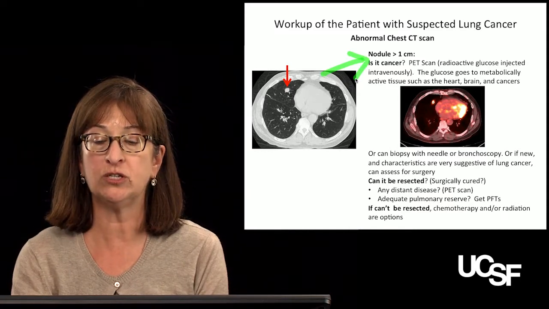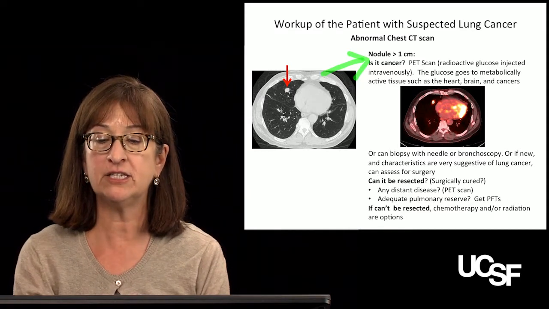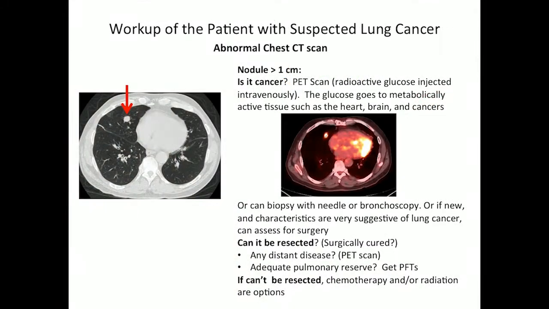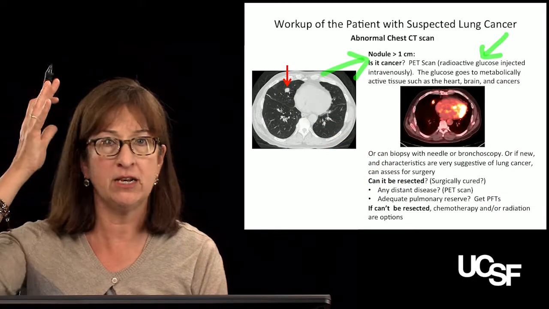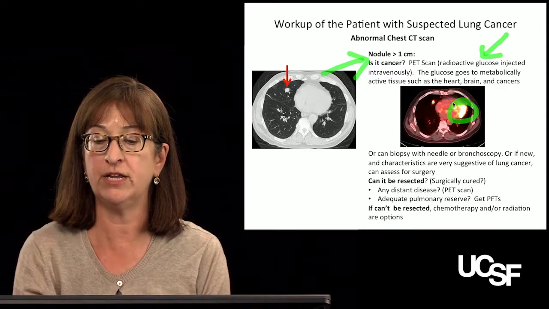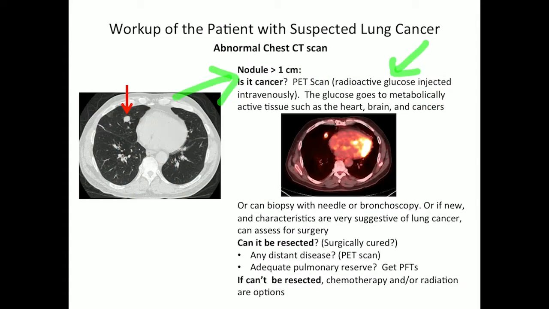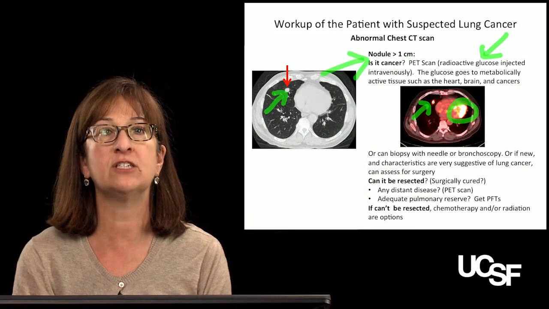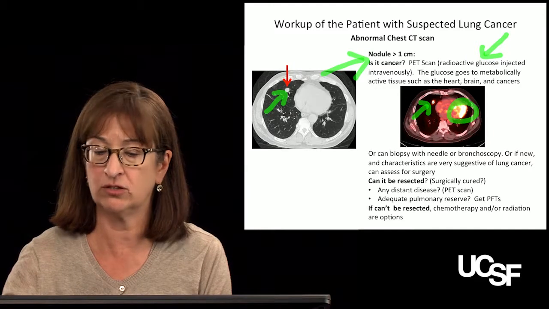One of the tests we can do is something called a PET scan. Now, this is a nuclear medicine scan in which radioactive glucose is injected intravenously. That glucose will go anywhere in the body that's really metabolically active. It's going to go to the brain, because our brain is very active. You can see it goes to the heart. The heart is a very metabolically active organ that's pumping all the time. But it also goes to cancers. And you can see when you line up the CAT scan, it lines up exactly where that nodule is. That PET scan result would make this very likely to be a lung cancer.